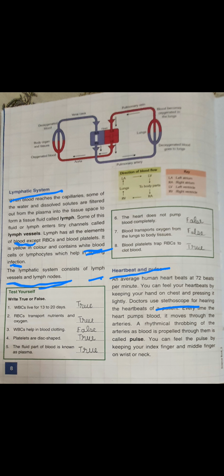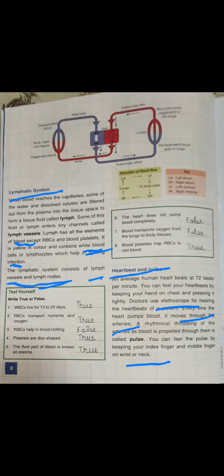Every time the heart pumps blood, it moves through the arteries. A rhythmical throbbing of the arteries as blood is propelled through them is called pulse. So there will be a little bit of rhythmical throbbing, and that is called the pulse. You can feel the pulse by keeping your index finger and middle finger on your wrist or neck.